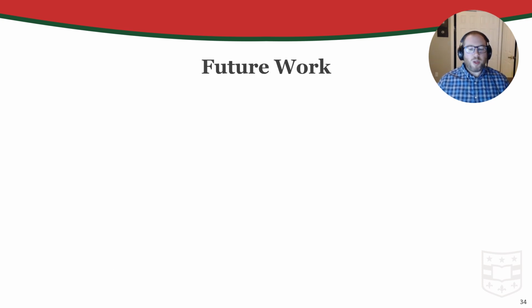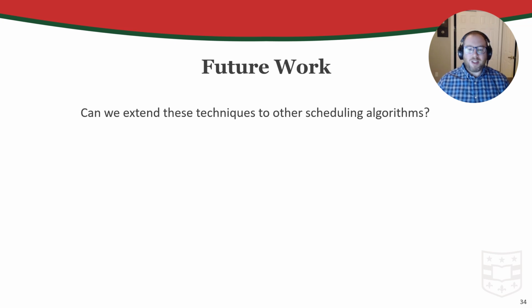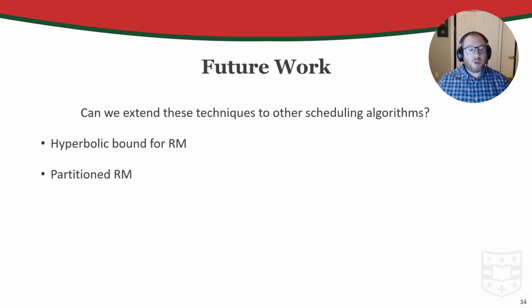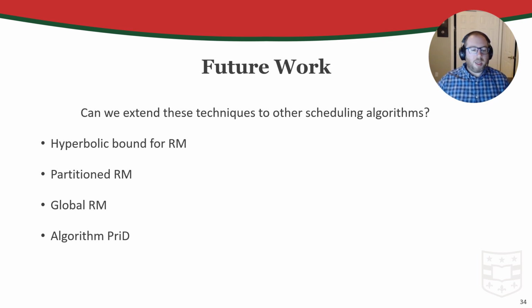And as future work, we'd like to think about whether we can extend these techniques to other scheduling algorithms. For example, the hyperbolic bound for rate monotonic scheduling provides a more optimistic schedulability bound than Liu and Layland's original utilization bound. We'd also like to think about extending to multi-core partitioned rate monotonic scheduling or multi-core global rate monotonic scheduling. Finally, we'd like to think about extending these techniques to the priority-driven algorithm PriD, sometimes called global EDF-k, which is an alternative to global EDF that provides somewhat better schedulability.